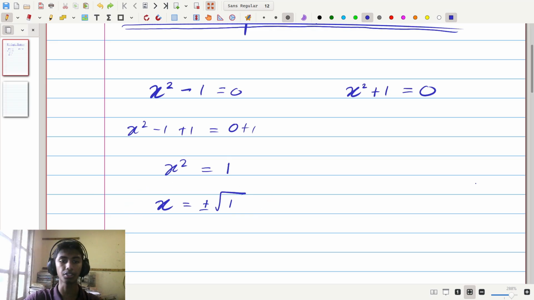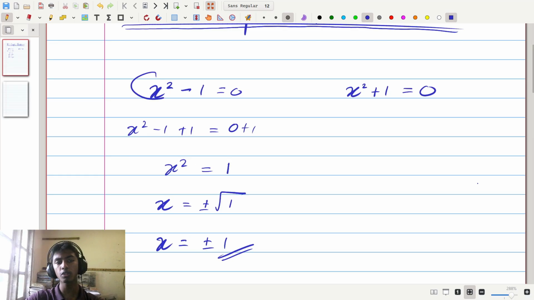And that's our solution. If we simplify this, the square root of 1 is just 1. So therefore, x is equal to plus or minus 1. This is our solution for the first quadratic equation. So there's no problem there. This is a perfectly valid solution. The two values of x are x equals plus 1 and x equals minus 1.